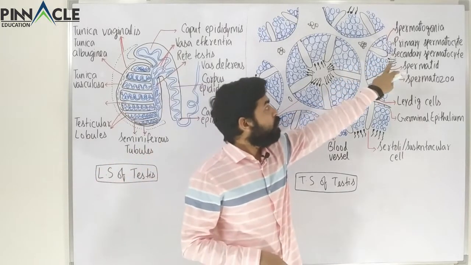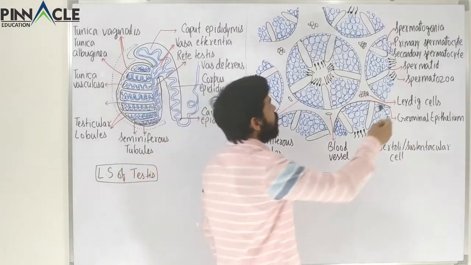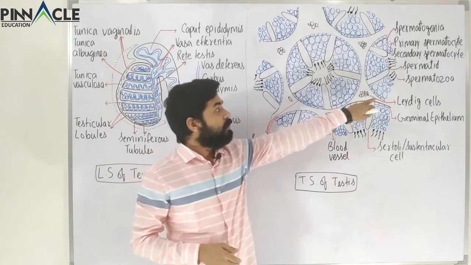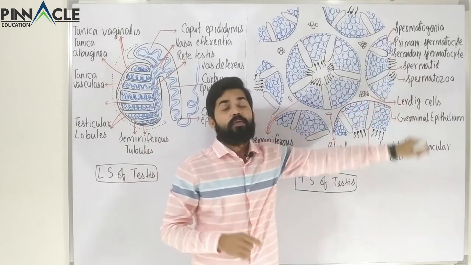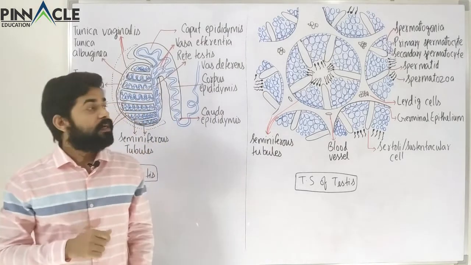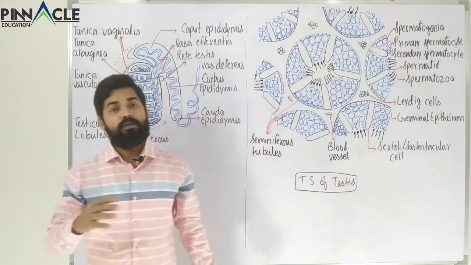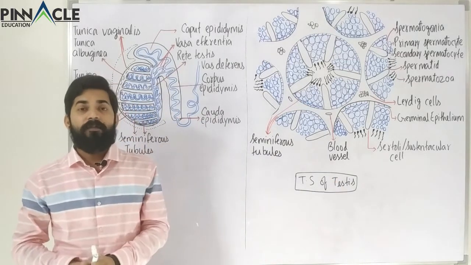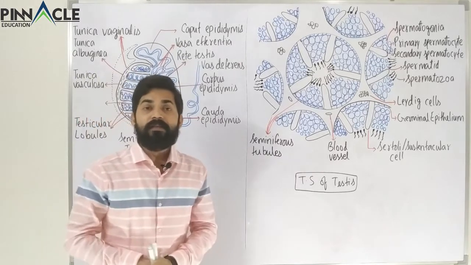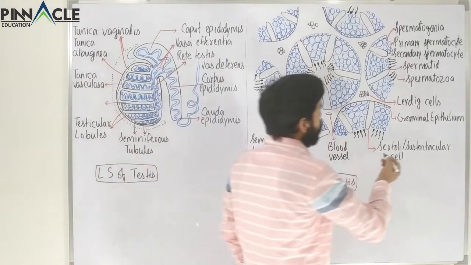After spermatogonia, in the phase of development and maturation of sperm, comes the primary spermatocyte, then the secondary spermatocyte, then the spermatid, and then the spermatozoa stage. When we study spermatogenesis in this chapter, we are going to study these stages, from spermatogonia to spermatozoa to sperm. All these structures we have to study in detail in the topic of gametogenesis, and in gametogenesis we have to study spermatogenesis. Apart from that, a few structures are important.